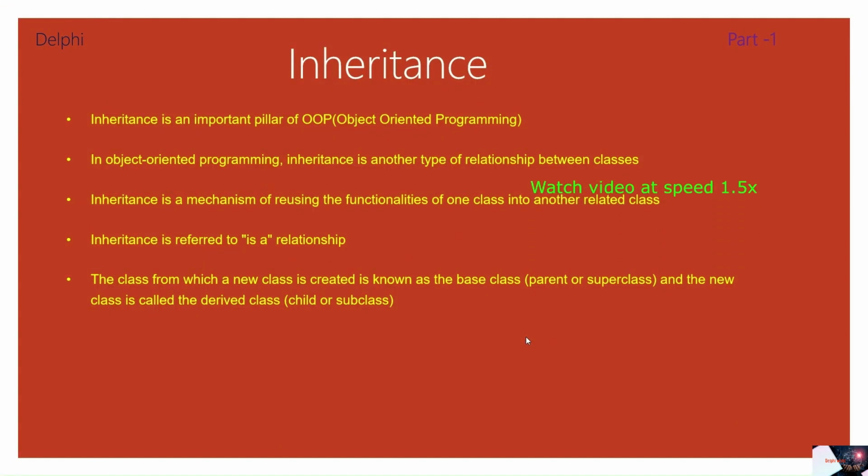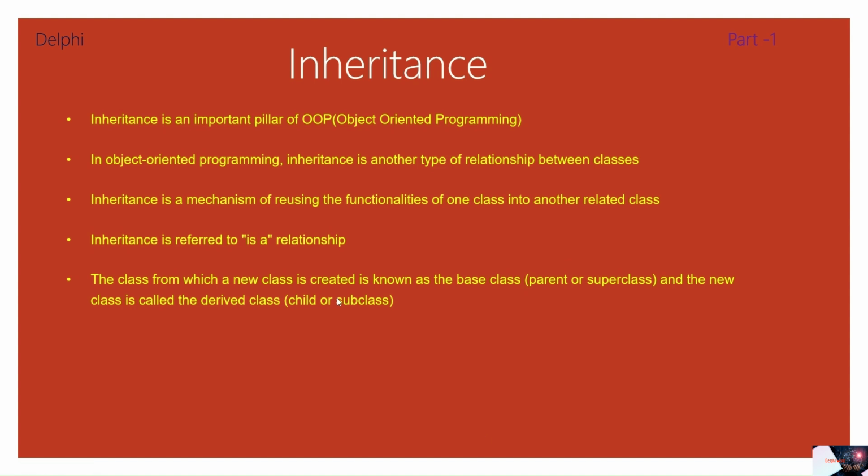What is inheritance and how does it work? Inheritance is an important part of the OOPS concept in Delphi. In object-oriented programming, inheritance is another type of relationship between classes. Inheritance is the mechanism of reusing the functionality of one class in another class. Inheritance is an "is-a" relationship. Later we'll see what an "is-a" relationship is.